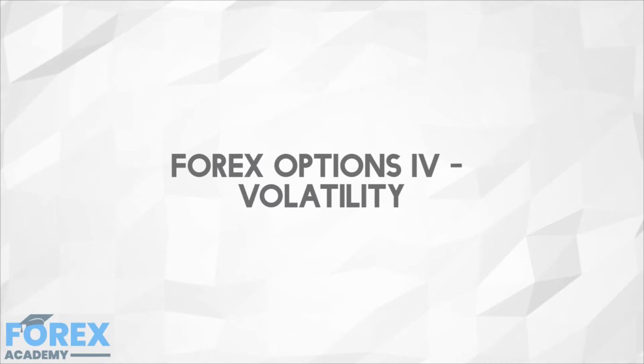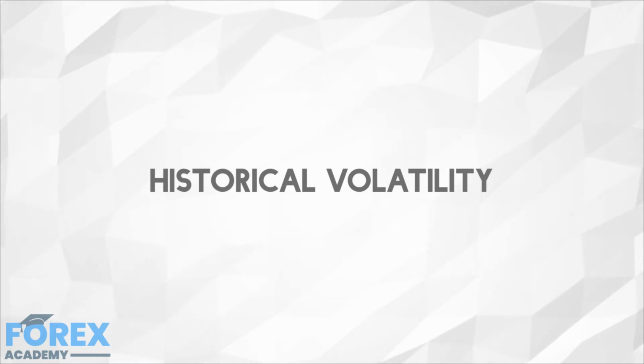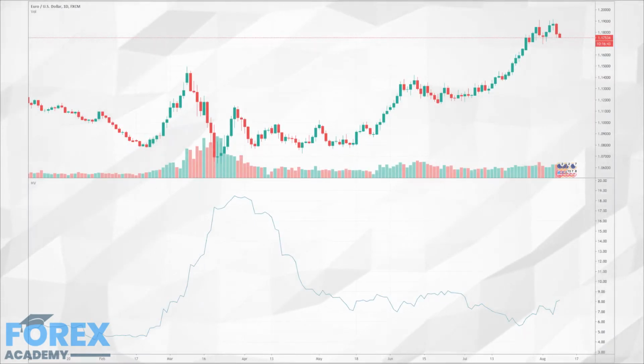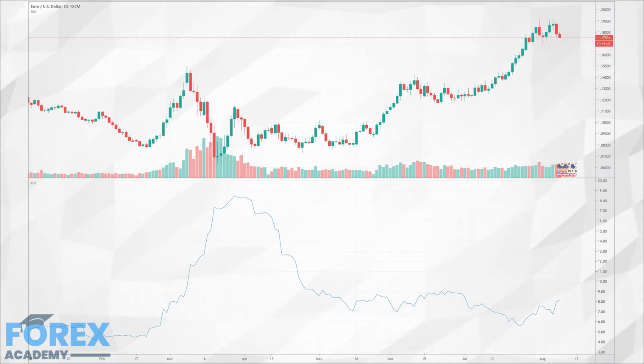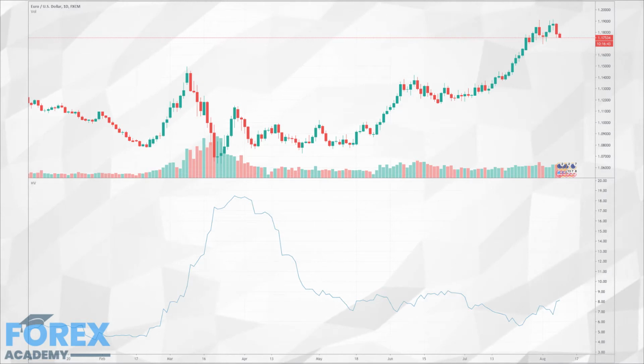In today's edition, we're going to be discussing Forex options and volatility. Historical volatility. Historical volatility is the calculated or statistical volatility of an asset. It merely measures the price fluctuations of a security over a specific time frame. For example, we can calculate the standard deviation of the Euro-USD pair over the last 20 days to get the 20-day historical volatility. Options traders then use this value to compute the fair price of a given option.